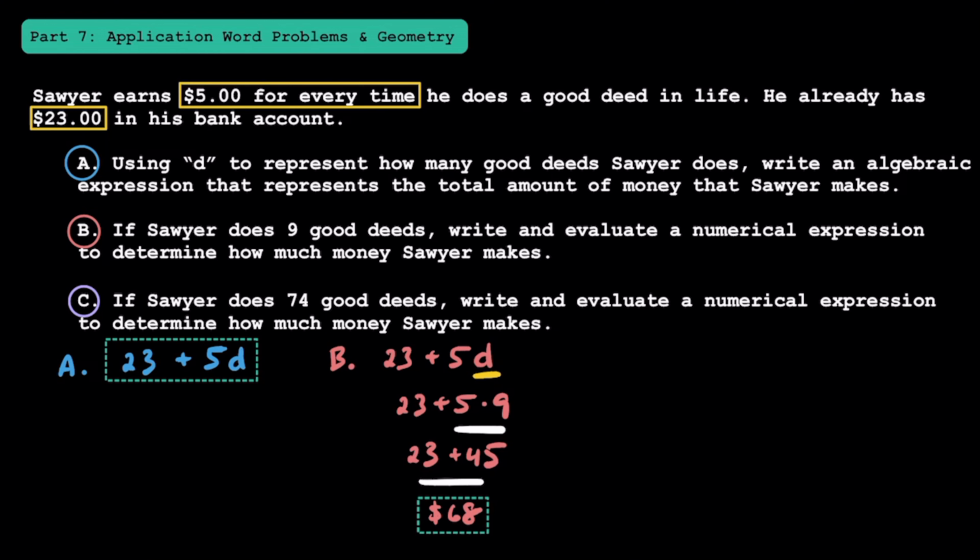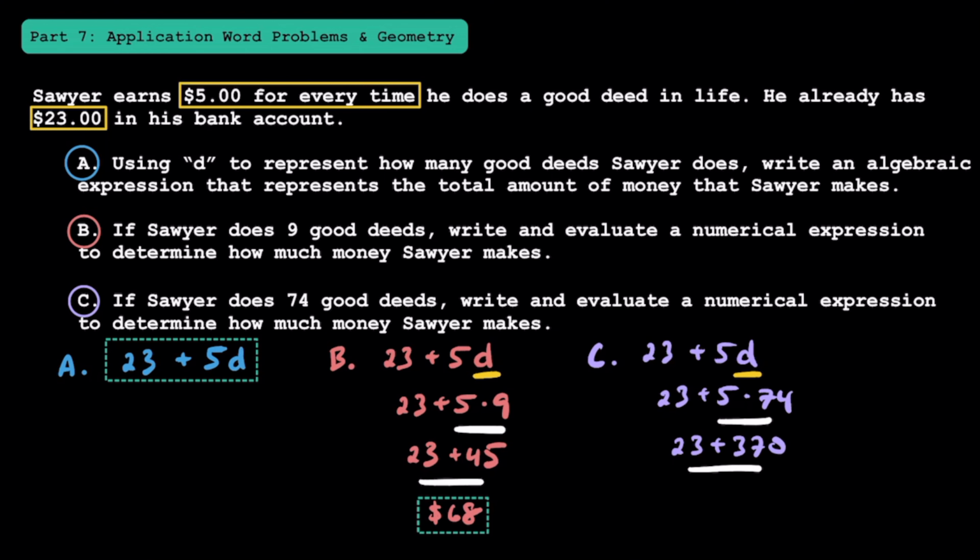If Sawyer does 74 good deeds, let's write and evaluate a numerical expression to determine how much money Sawyer makes. We'll start off with the same algebraic expression of 23 plus 5d. And d represents the number of good deeds he does, so we're going to write 23 plus 5 times this 74. Multiplying 5 times 74, we're going to get 370, so we're going to write 23 plus 370.